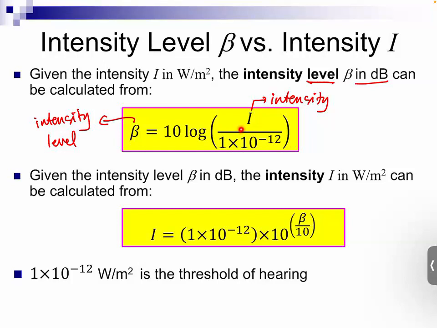And of course, you can rearrange this mathematically to isolate intensity. Given the intensity level in decibels, you can determine the intensity in watts per meter squared. I've done the rearrangement here, but you can derive it if you want. The intensity will be the threshold of hearing times 10 to the exponent beta over 10. These two equations can be used to convert between intensity in watts per meter squared and intensity level in decibels.